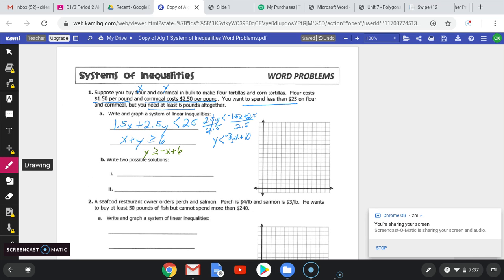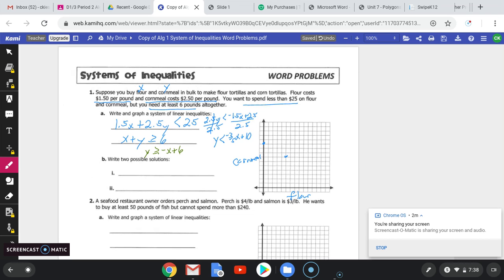So now I graph these. I do have enough room to utilize my graph here. Let's label the axes too. X we saw is flour. Cornmeal was y. So I can go up to 10: 1, 2, 3, 4, 5, 6, 7, 8, 9, 10. And go down 3 and right 5: 1, 2, 3, 4, 5. And down 3 over 5: 1, 2, 3, 4, 5.